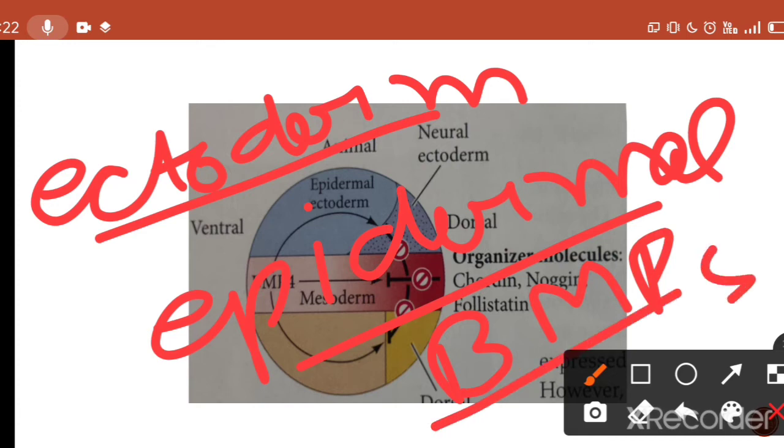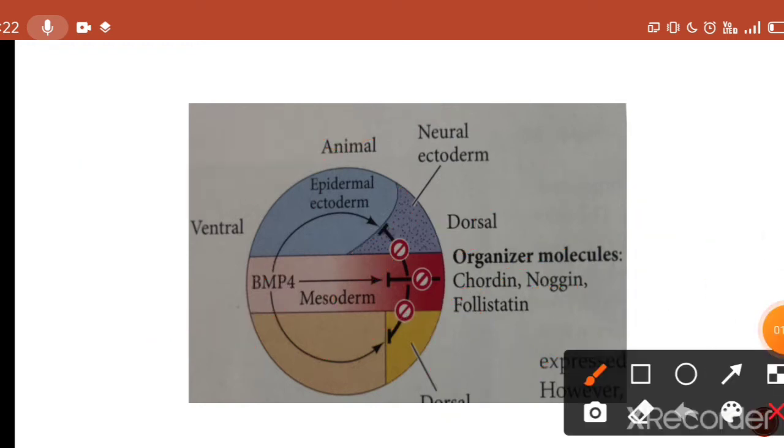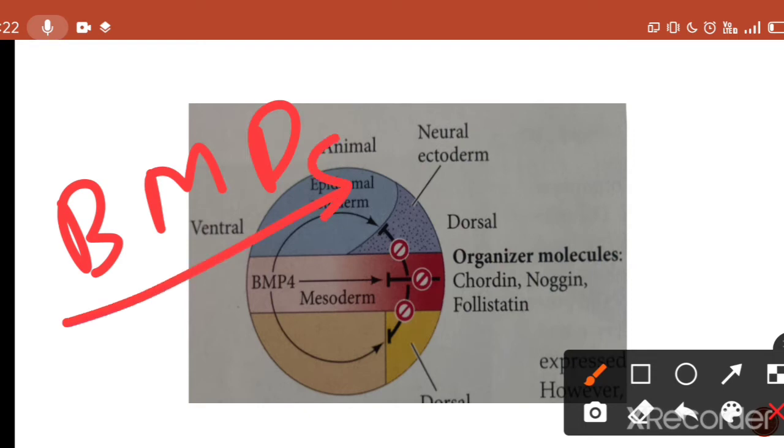These epidermal tissues are formed only by BMPs, but the organizer tissue, which I have already discussed in my previous video, causes embryogenesis and gastrulation in the amphibian embryo. This organizer tissue secretes some molecules that block these BMPs. BMP stands for bone morphogenetic proteins, thereby allowing the ectoderm to become neural tissue, for example the nervous system and brain, etc.